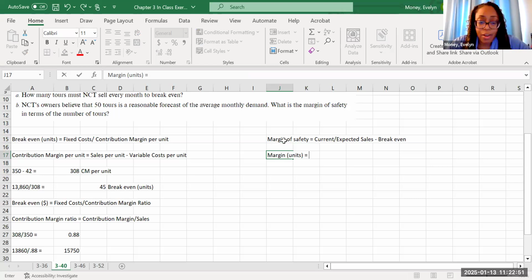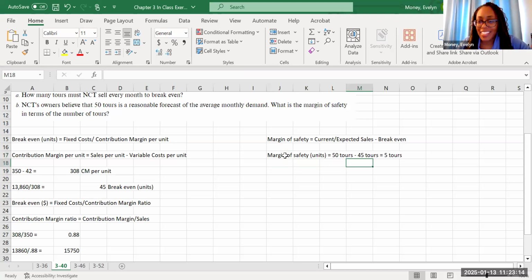All right, so I know that my current or expected sales level is 50 tours, and I'm going to subtract from that the break even that we calculated before of 45 tours, giving me a margin of safety of 5 tours. So if we're expecting 50 tours, and we're at 47, we still make a profit. But if we're only at 42, then we're going to have a net loss. We're not going to have any profits at all.